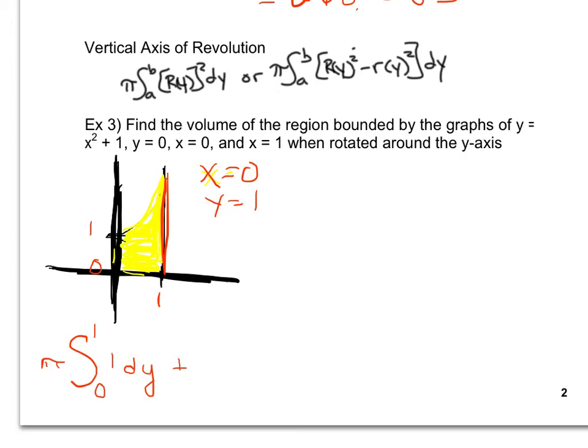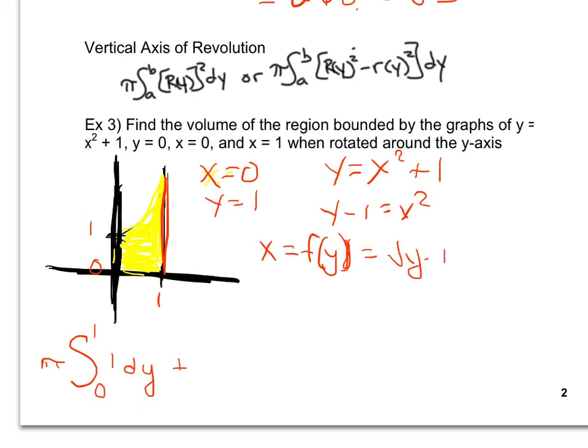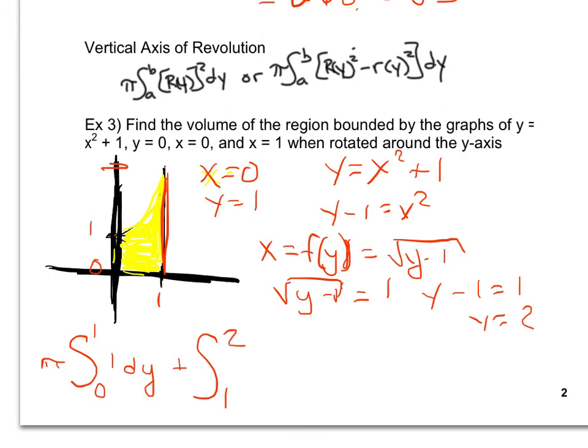In order to do that, I'm first going to say, if y equals x squared plus 1, I never got this in terms of f of y. So I'm going to solve for x, so I'm going to subtract 1. Therefore x equals f of y equals the square root of y minus 1. In order to figure out this next piece, I know I'm starting at 1. How high am I going? When does the square root of y minus 1 equal my other curve, 1? I'll square both sides, and I get y minus 1 equals 1. I add 1, I get y equals 2. So I'll go from 1 to 2.